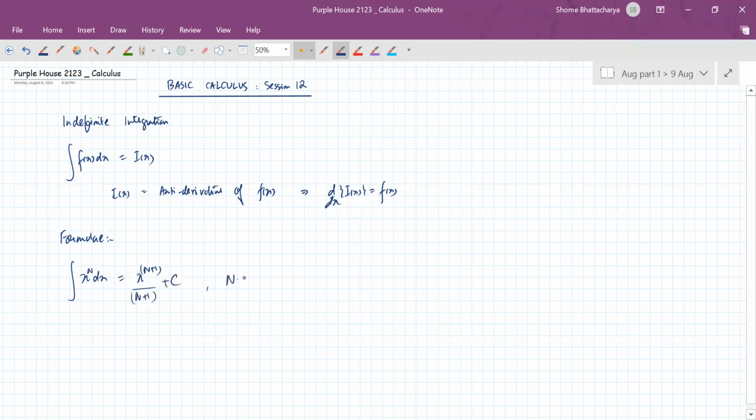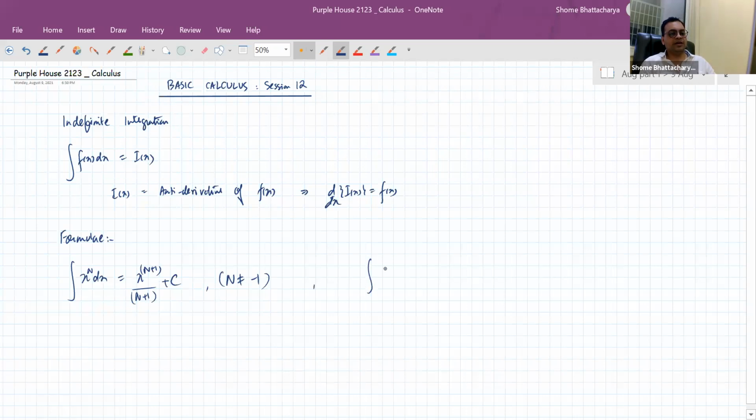So this is a revision, right? Yes, this is a recap of what we saw in the last lecture. Provided n is not equal to -1. When n is equal to -1, this specific integration is natural log of x plus c. And we had also seen the formula for integration of sin x, which is minus cos x, and the integration of cos x, which is sin x, plus c, of course, c being the constant of integration, which is always there.